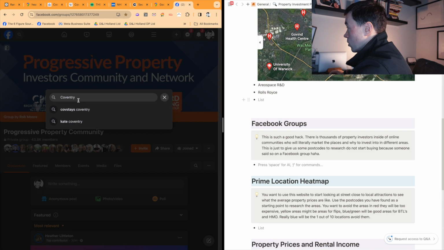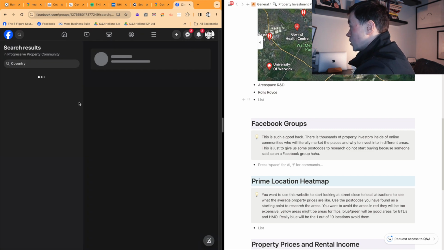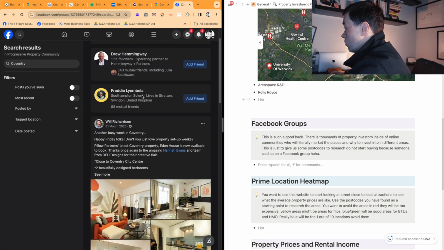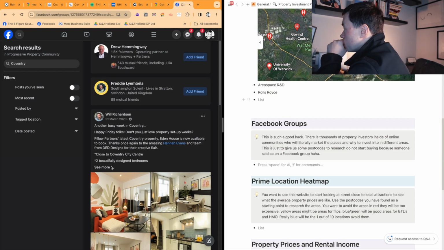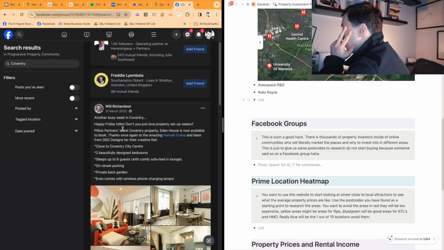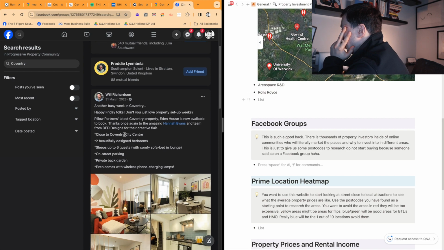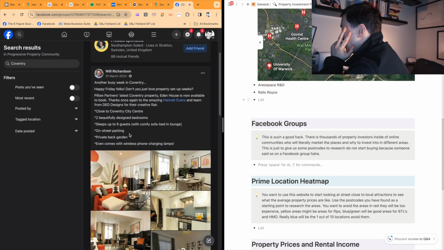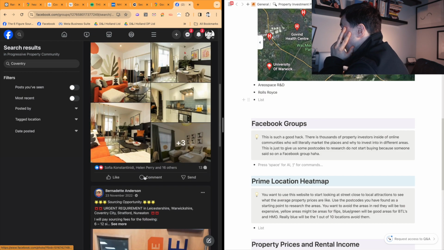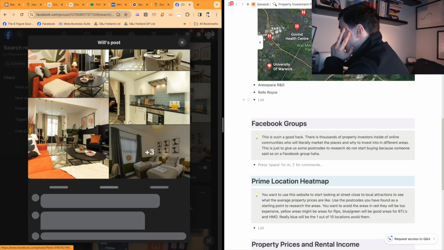So this is going to be an Airbnb company, I suspect. Which is a good sign for us. So Coventry, another busy week in Coventry. Happy Friday, folks. Don't you just love property setup weeks? Latest Coventry, Eden House is now available to book. Close to Coventry City Centre. Sleeps up to 6.